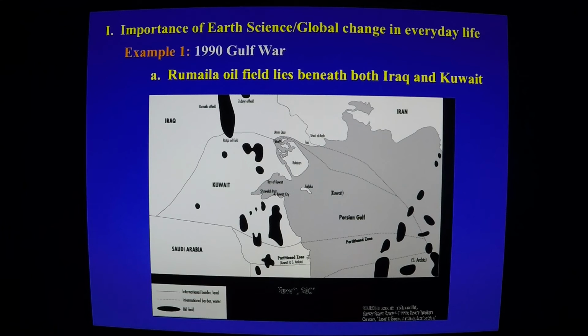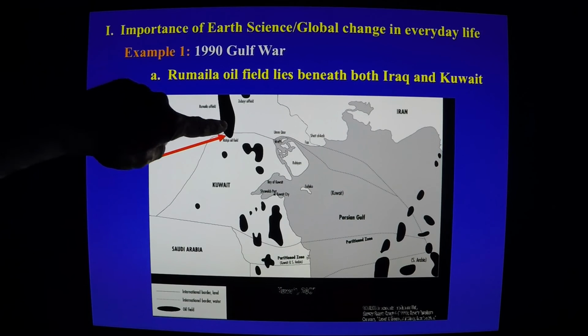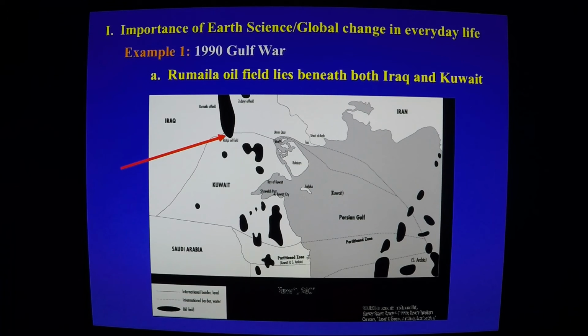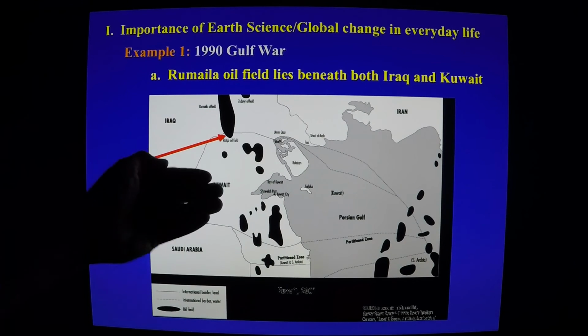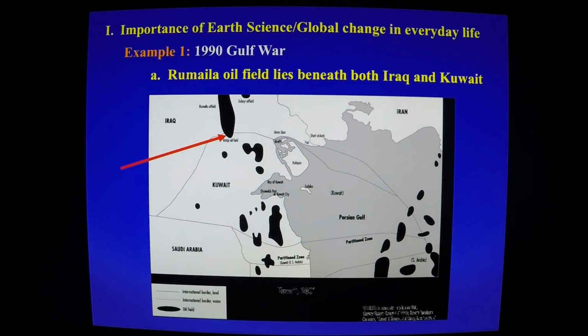So it's extremely profitable. Now, one of the biggest and most profitable fields in all of the Middle East is this Rumaila oil field. You can see part of it here in the upper part of the diagram. About 95% of it lies beneath Iraq. Here's Iraq, Kuwait, Saudi Arabia, and Iran. So you can see that most of it's in Iraq, but just that little bitty end there sticks over under the land of Kuwait. Now, it's not all that uncommon to have oil fields cross international boundaries.